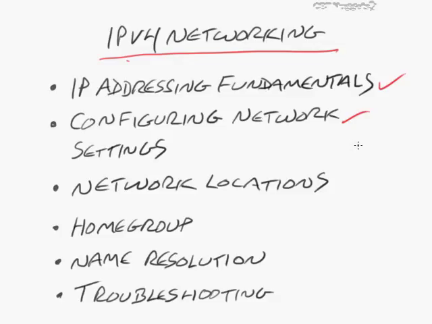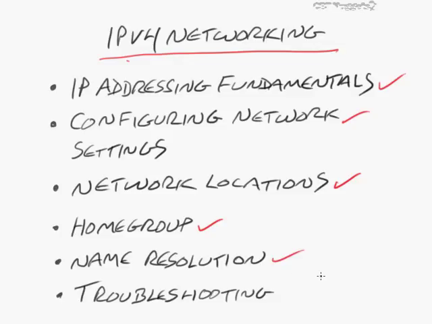This is going to play a lot into the exam objectives for connecting to a network and setting up a connection to a network. Then we'll take a look at the network locations, such as public or home or work. We'll take a look at the new HomeGroup feature of Windows 7, which makes things an awful lot easier to share resources in Windows 7 than we have in previous versions.